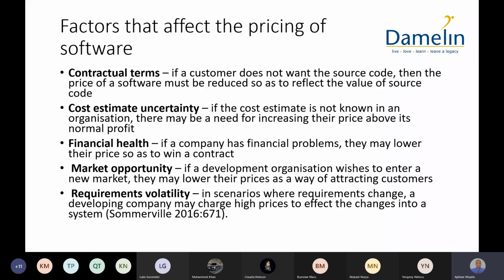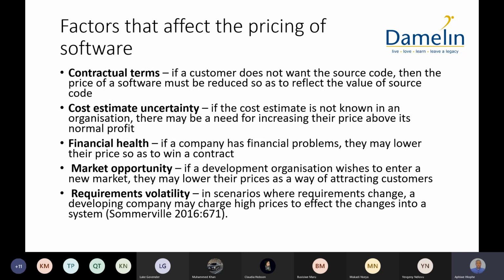Okay, and then cost estimation uncertainty. If the cost estimation is not known in an organization, there may be a need for increasing their price above its normal profits. Okay, and this goes back to what I said about agility. So if you know that this type of project is complex, it's large, and using agile principles, then you need to price it slightly above the normal, okay? So that you're able to cover, and so when there is change, it still covers your cost and you still make some sort of profit.